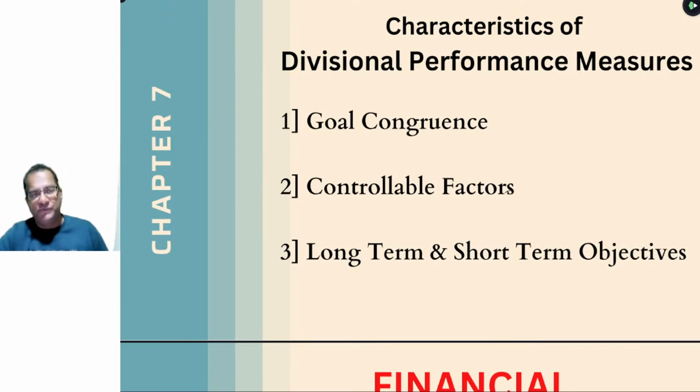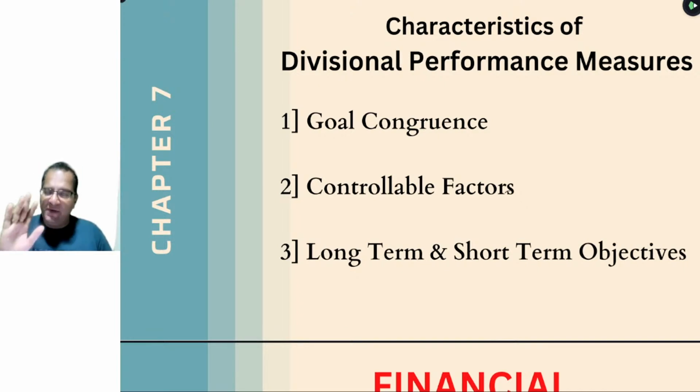I already told you that this particular chapter is based on a decentralized environment. What do you mean by decentralized environment? In which different functions, different departments have been given autonomy to make their own decisions. At the end of the period, the organization will decide based on internal and external benchmarking whether the department or the functional manager has performed in the best interest of the organization or not.